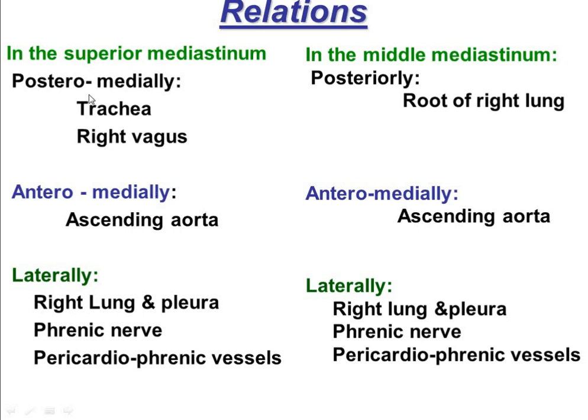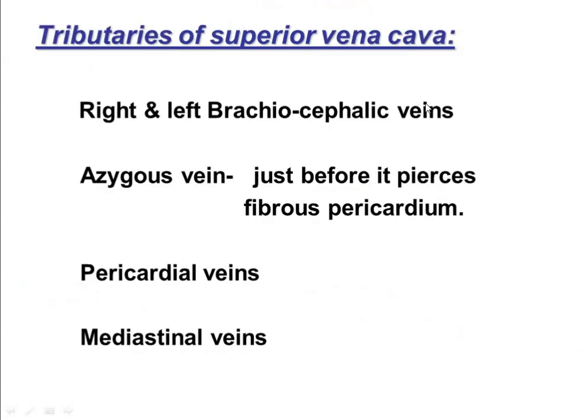The difference is going to be in the superior mediastinum and the middle mediastinum posteriorly only. In the superior mediastinum, medial to it will lie the trachea and the right vagus nerve, whereas in the middle mediastinum, it's going to be the root of the lung.